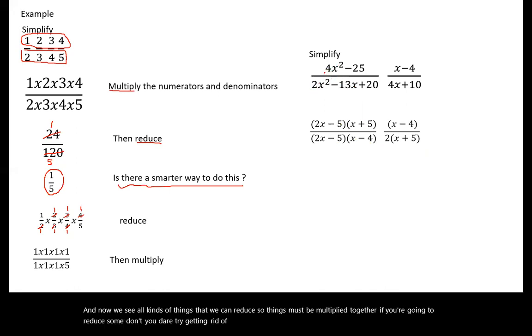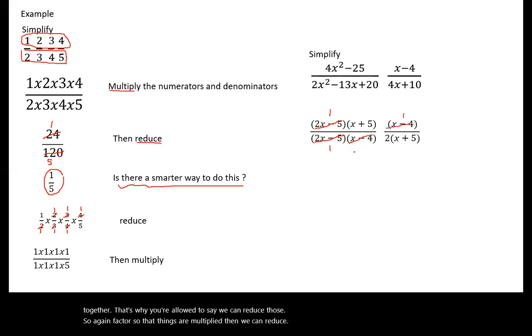If you're going to reduce, it has to go into every single term. And terms are separated by plus or minus signs. So this is actually considered one term because it's multiplied together. That's why you're allowed to say we can reduce those. So again, factor so that things are multiplied, then we can reduce.